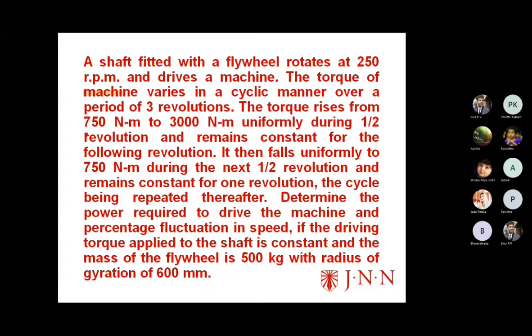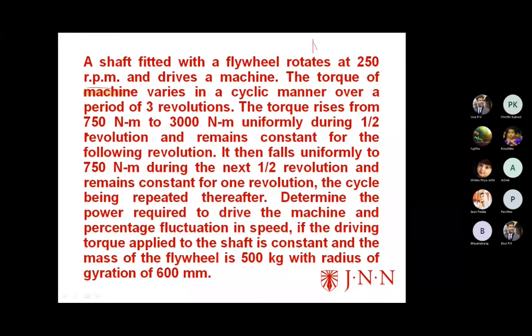So what is given here: a shaft fitted with a flywheel at 250 rpm. The speed value n is given as 250 rpm. Clear? The torque of the machine varies in a cyclic manner over a period of 3 revolutions.